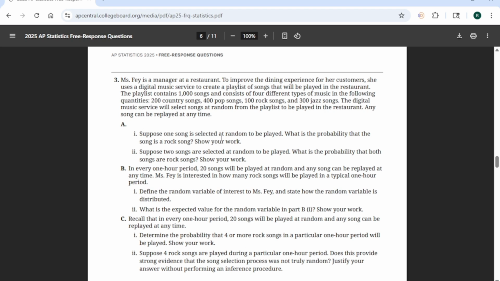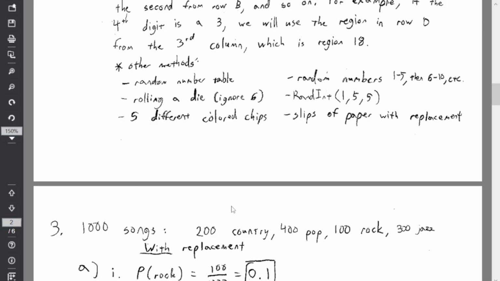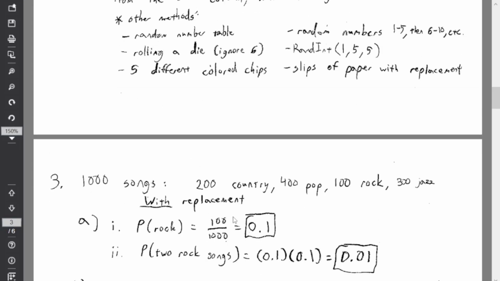So suppose a song is selected at random to be played. What's the probability that the song is a rock song? Well, we're told what the distribution looks like. We got 1,000 songs, and it's with replacement. Any song can be played at any time, and there can be repeats. So we are doing it with replacement. So for rock songs, there's 100 rock songs out of the 1,000, so 0.1. And the probability that we pick 2 rock songs, well, there can be repeats. So it's 0.1 times 0.1 to make 0.01.